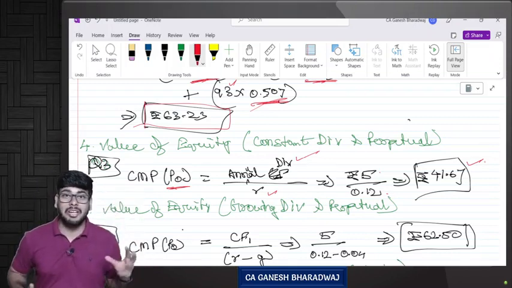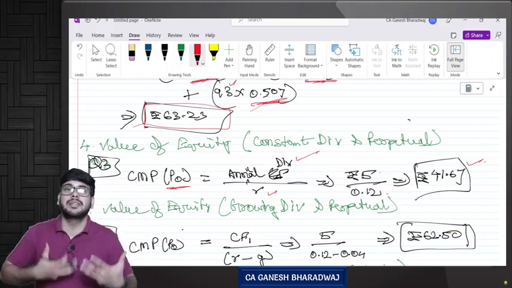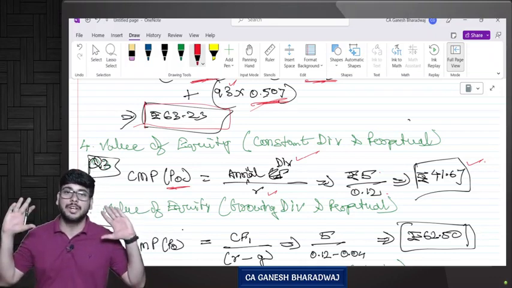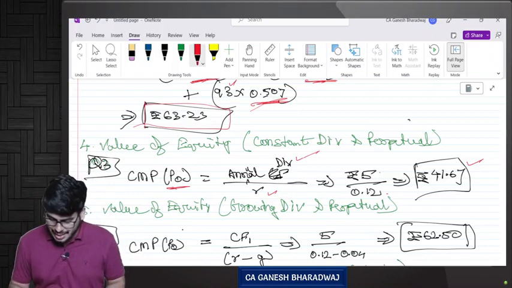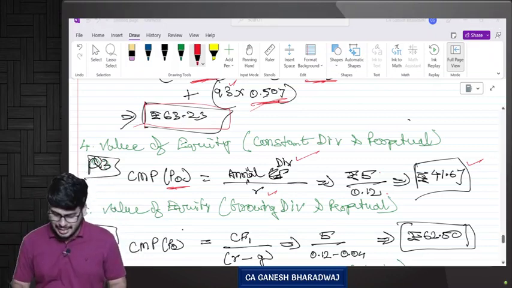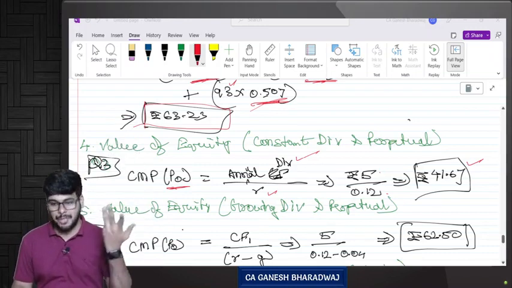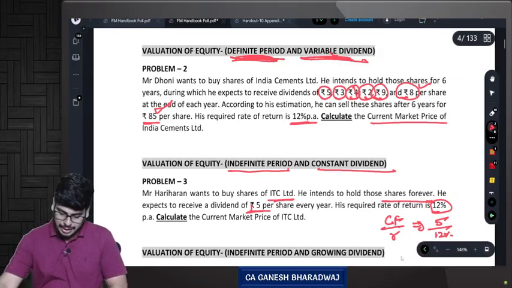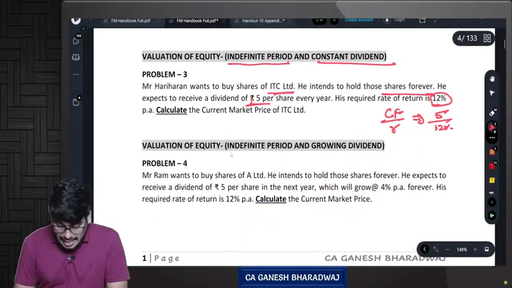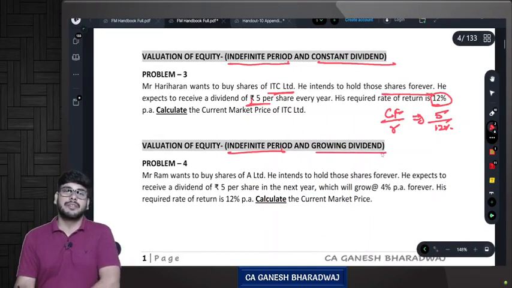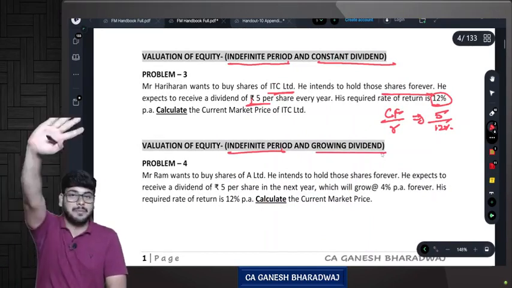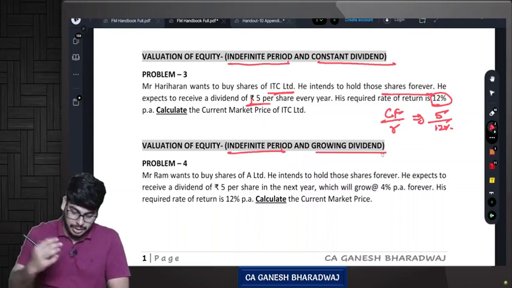See, all the time value of money concepts, how we are applying them here in the world of finance. This is how it works. Are you clear with this? Yes, we have seen this model. So guess the next model. It is going to be the value of equity with a growing dividend up to perpetuity, an indefinite period. Look at this. Valuation of equity, indefinite period and a growing dividend model.